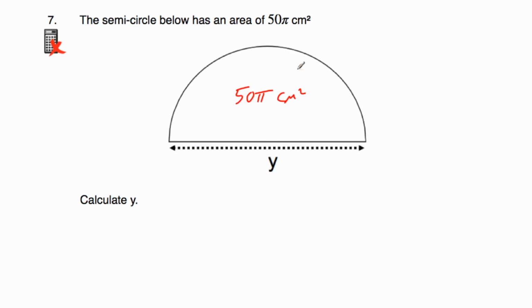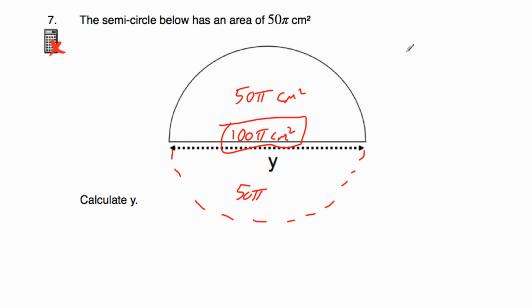So what we're going to do is, first of all, we know the area of the semicircle. So if we turn that into a whole circle, if this semicircle has an area of 50 pi, the area of this semicircle would be 50 pi, and that means the area of the whole circle would be 100 pi centimeters squared, doubling the area of the semicircle. So now we know the area of the whole circle, we can use that to find the radius of the circle. And if we find the radius of the circle, we can double that to find the diameter of the circle, and that's equal to y.